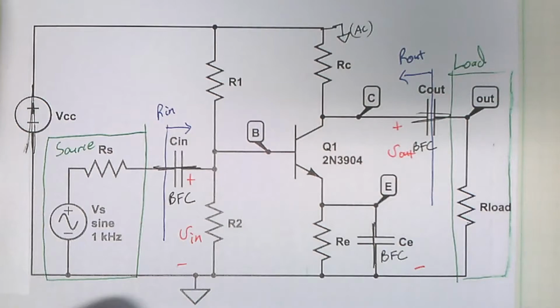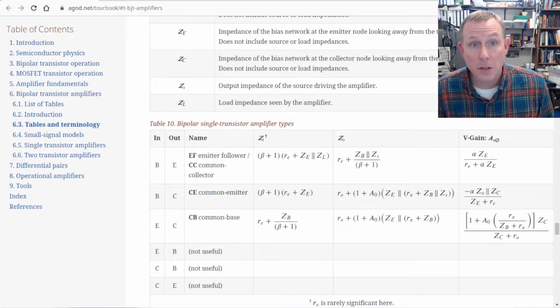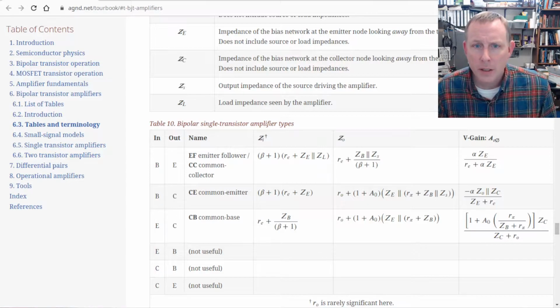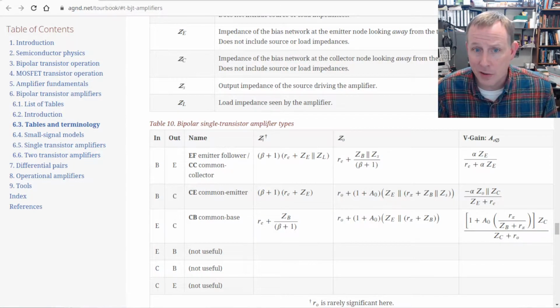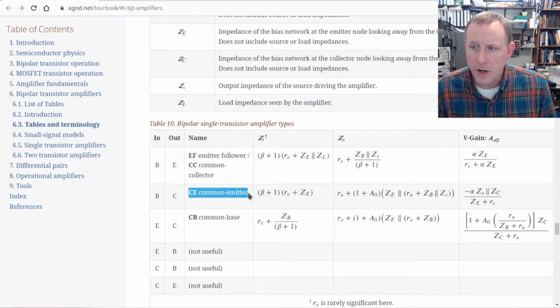Next up, we switch over to agnd.net, or the electronics tour book, rather. It looks like this, agnd.net/tourbook. Table 10 now, sometimes the numbers change. Bipolar single transistor amplifier types. Input is on the base, output is on the collector for us. We've identified that. We call this a common emitter amplifier because of the input and the output.